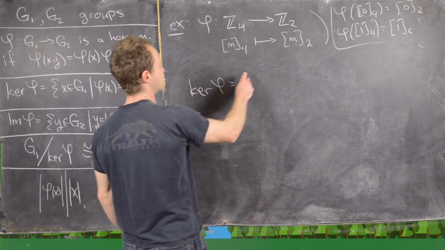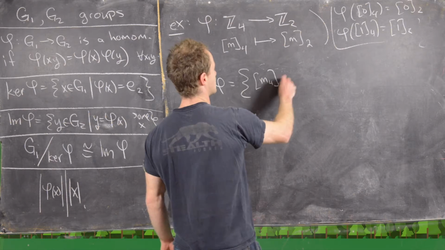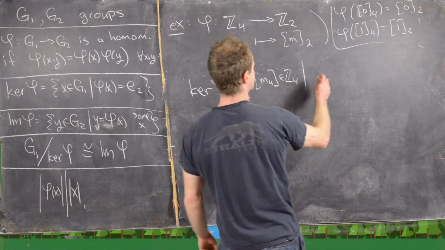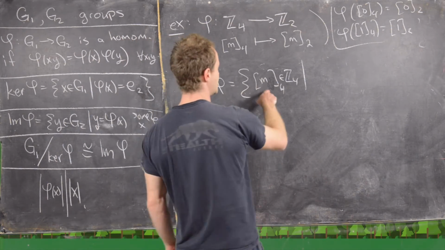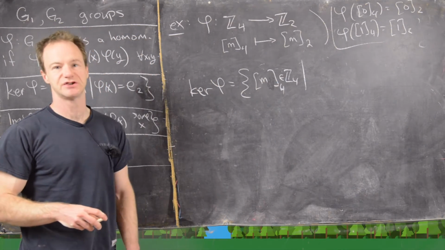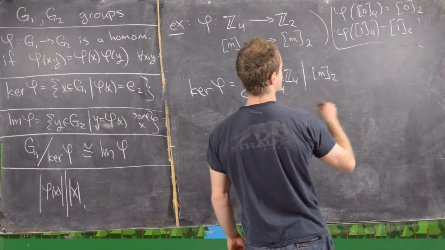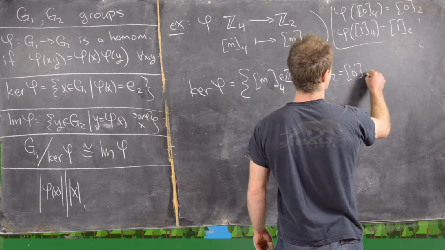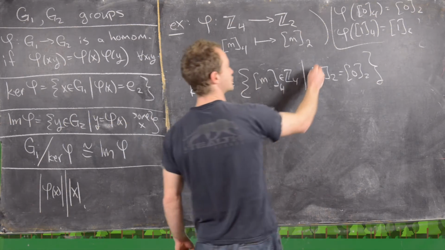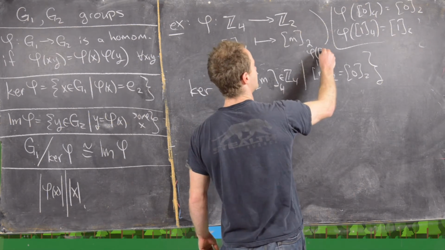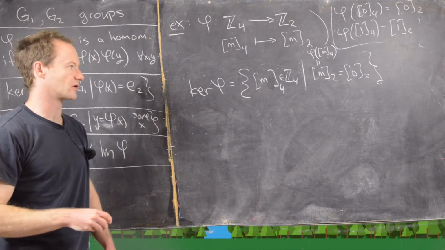Okay, so now we're ready to calculate the kernel. So let's see, the kernel of phi. This is going to be all [M]4 in Z4 such that when you apply phi to this, you get the identity. In other words, the equivalence class of M is the same thing as the equivalence class of the identity, which is 0 in this case. And now let's just reiterate that this is phi evaluated on the equivalence class from the domain. So we are really taking the kernel here.